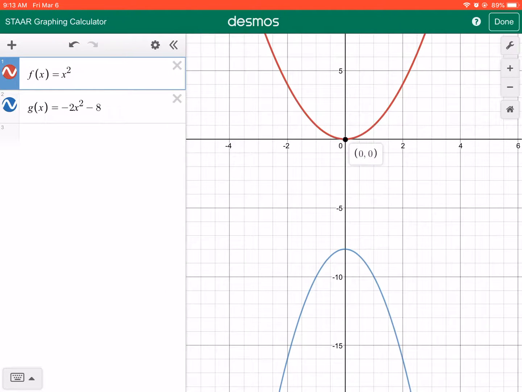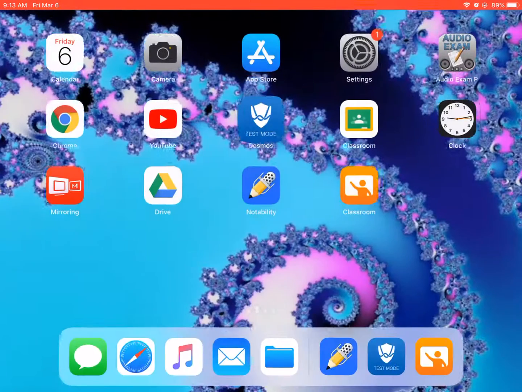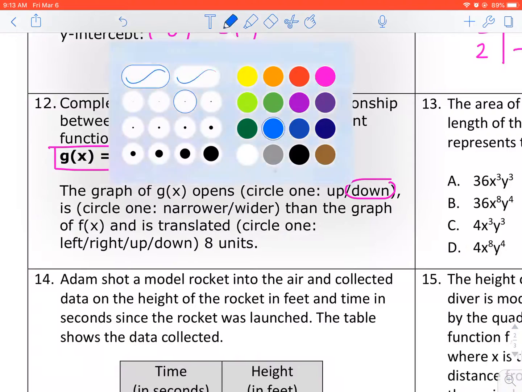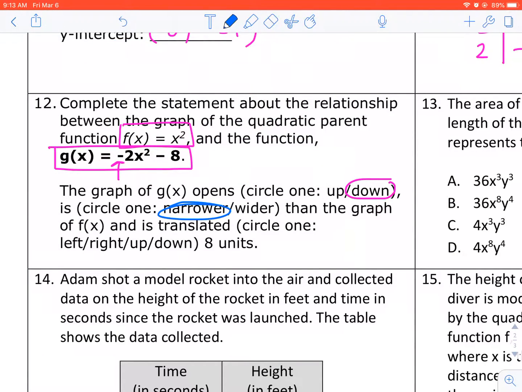All right, so what you should have already circled on your own is that it opened down. And we know it's going to open down because it's got a negative out front. The graph is more narrow. And we know that it's going to be more narrow because this 2, the bigger the number, the steeper the sides. And then the last part that you should have circled was that it goes down. And we know that because of this number.